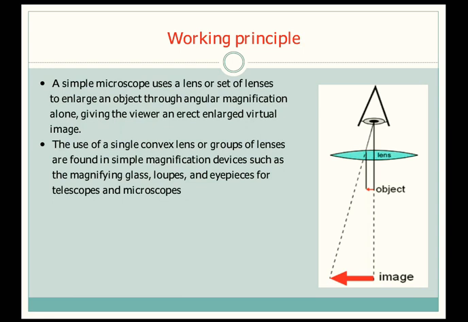The object will be magnified, and the virtual image of the magnified object will be shown to us through the use of lenses and their magnification property. A single convex lens or group of lenses is found in simple magnification devices such as magnifying glasses, loupes, and eyepieces for telescopes and microscopes. You might also have used magnifying lenses in your childhood. That is a simple example of a microscope; it magnifies the object which is placed under it.